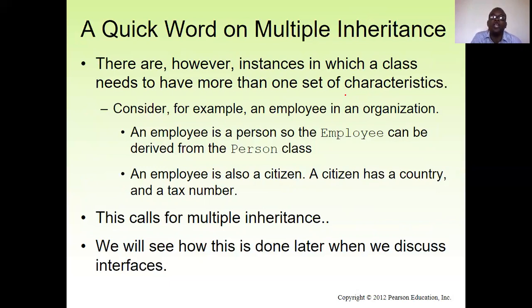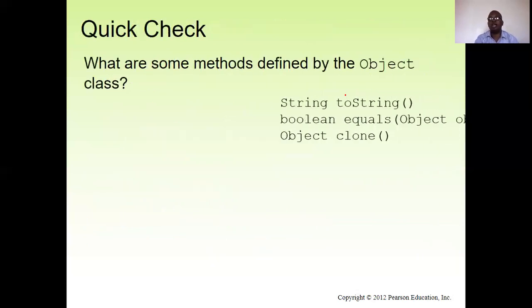There are a few instances where a class needs to have more than one set of characteristics. For example, an employee in an organization is a person, so the employee can be derived from the Person class, but that employee might also be a citizen in a country, which has a tax number. So the issue here is that we might need to inherit from both Person and Citizen. This causes some multiple inheritance, but we will see how to do this a little bit later.